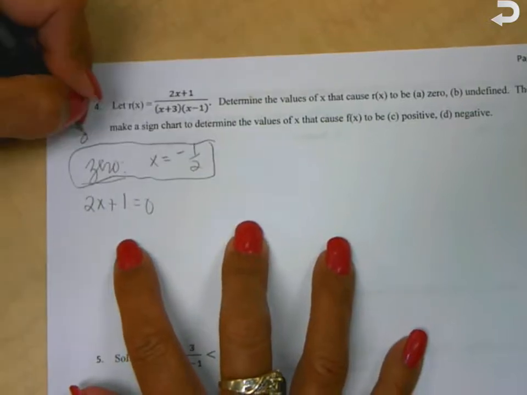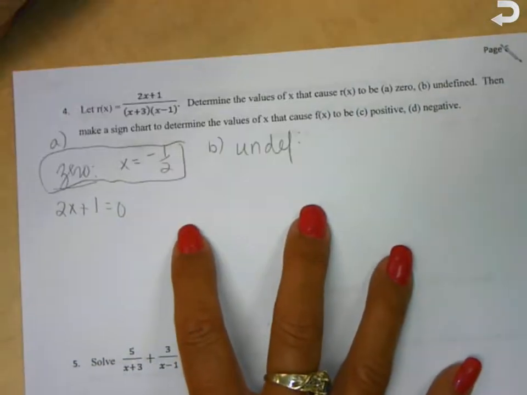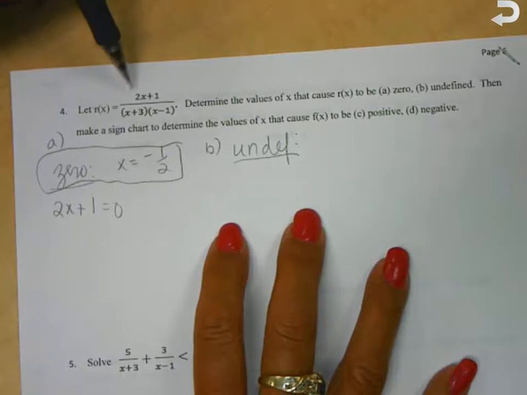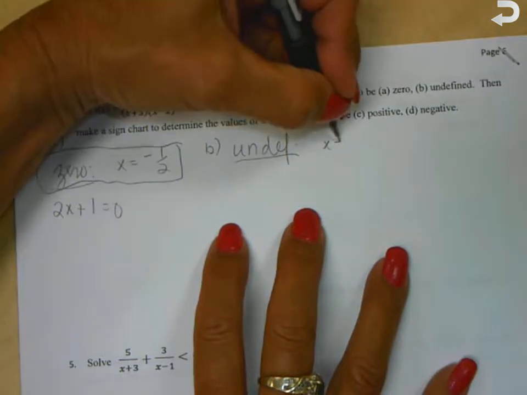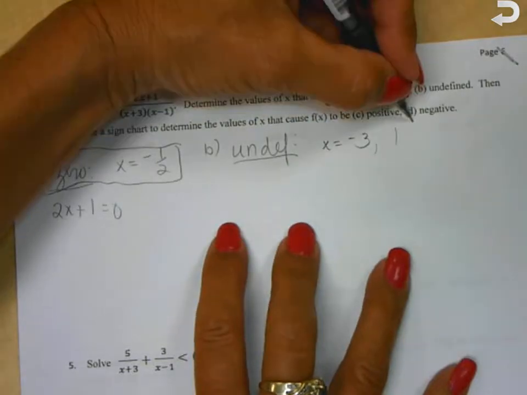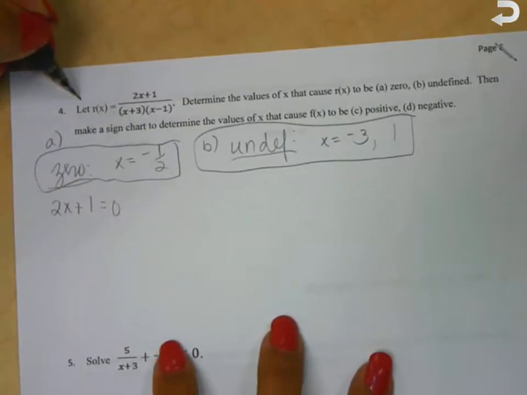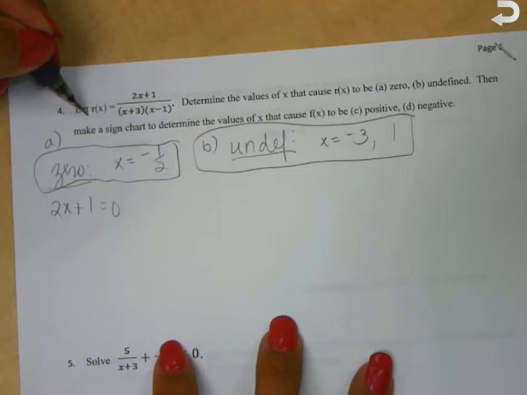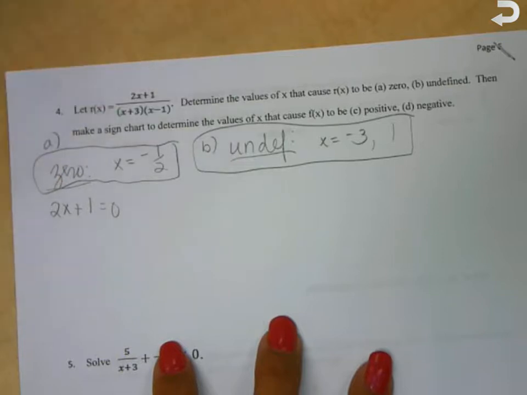And we need to find those first, as well as find places where the graph is undefined. And the graph is undefined at locations that cause my denominator to turn to 0. And so in this case, I can see that x equals negative 3 is an undefined value, as well as x equals 1. So when we're looking at a rational function, and we're trying to determine what type of y values will cause my graph to be positive and what type will cause it to be negative, we start out by finding zeros and undefined values.